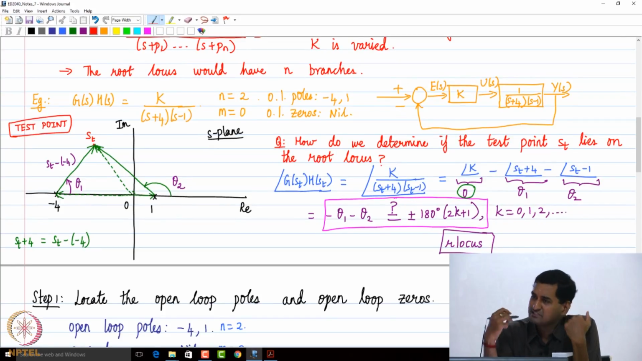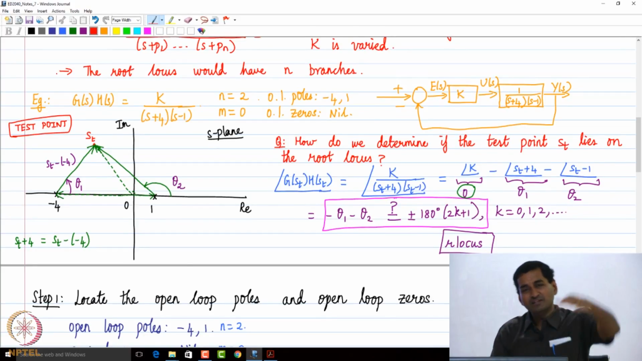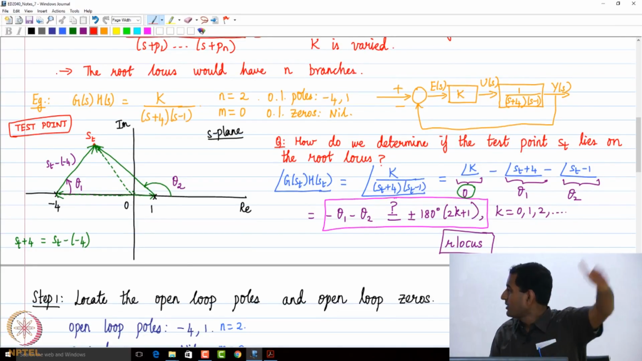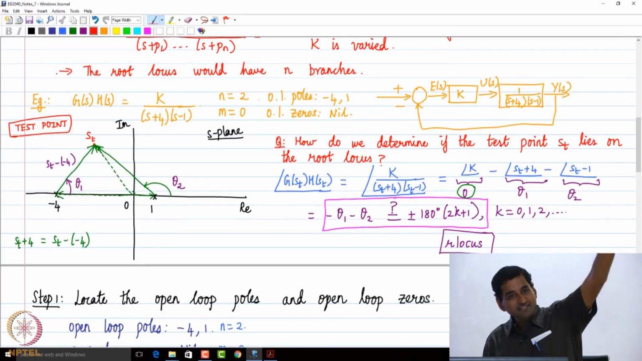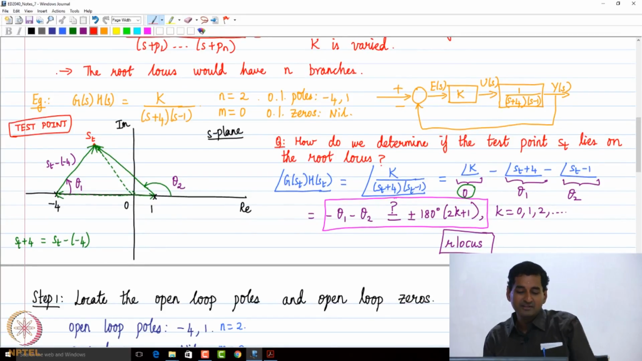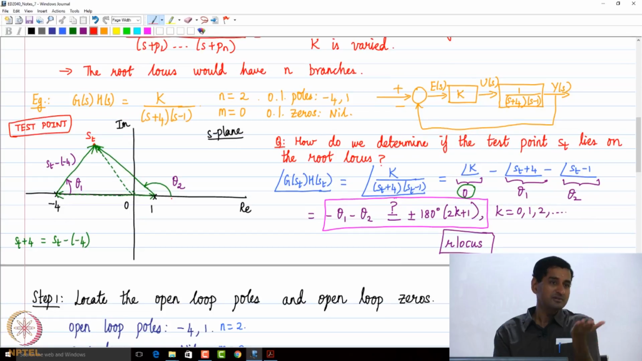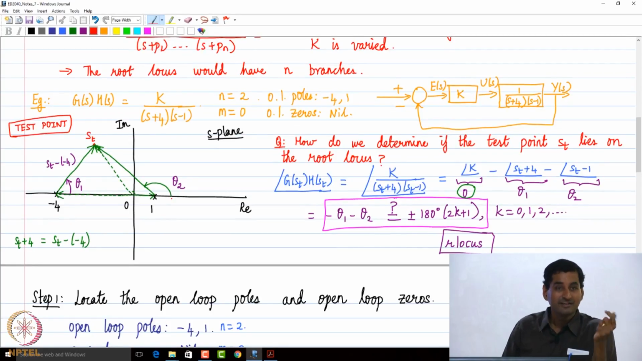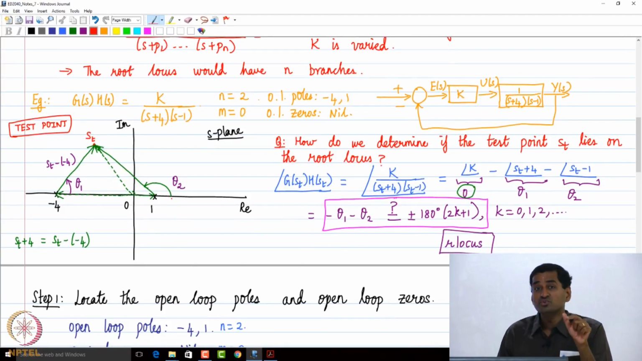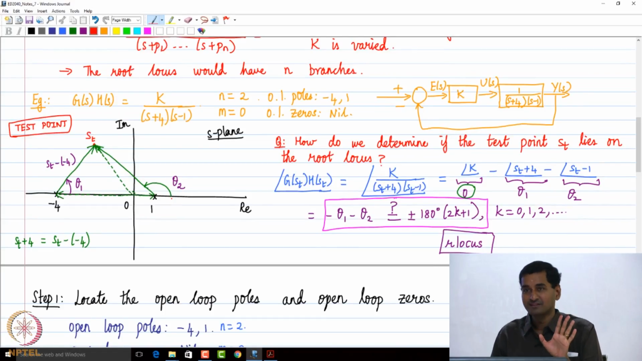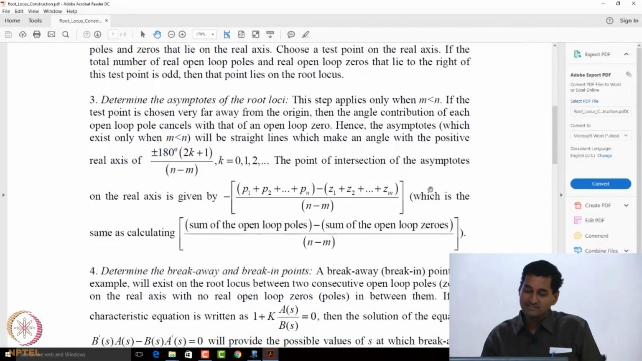It doesn't matter which direction you push it in. Let's say you push st to infinity, even somewhere towards the top left here. As st tends to infinity, you draw the vector from -4 to st and from 1 to st, and the angles are almost going to converge to the same value in the limit. So it doesn't matter which direction we go. You see that the angle contribution from each open loop pole and each open loop zero would become equal. Do you agree? So that is how we get this equation.